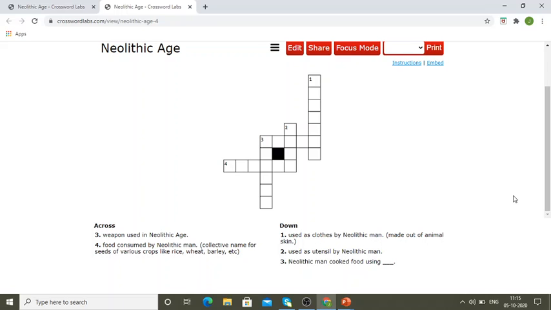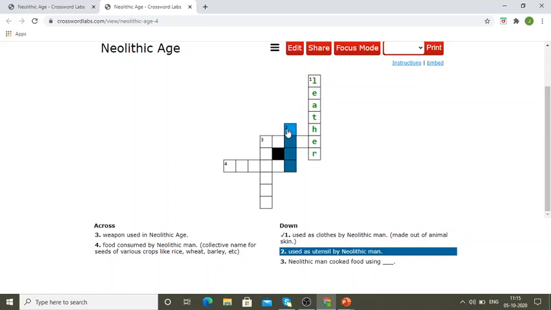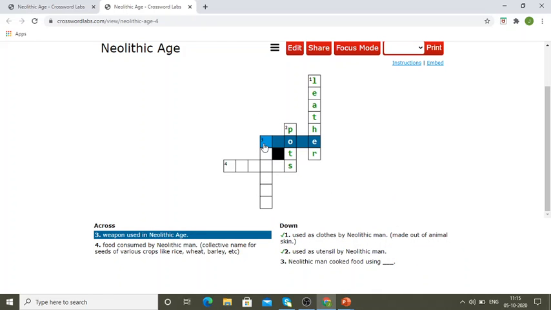Okay, so now stop solving. Let us see what are the answers. So the first question downwards is used as clothes by Neolithic man made out of animal skin. So I think it is leather. Yes, that's the right answer. Then the second downward is used as utensils by Neolithic man. So that's pots. That is also the right answer.